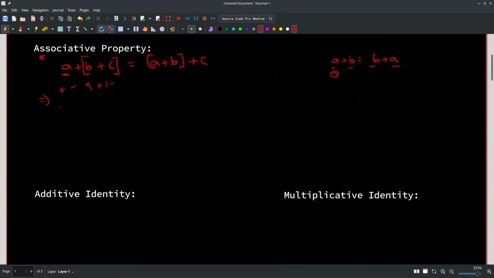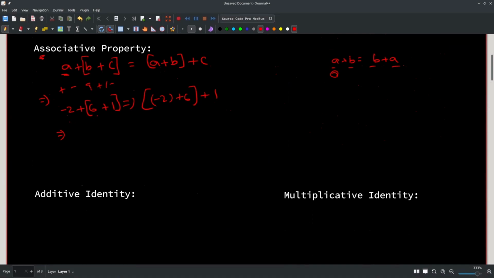So let's see. We have -2 plus 6 plus 1. This is a combination of a negative number, a positive number, and another positive number. Let's see if it's going to be the same. The associative property says a plus b plus c. Now a plus b, that is -2 plus 6, will be taken separately, and then 1, which is the last number, will be added later.